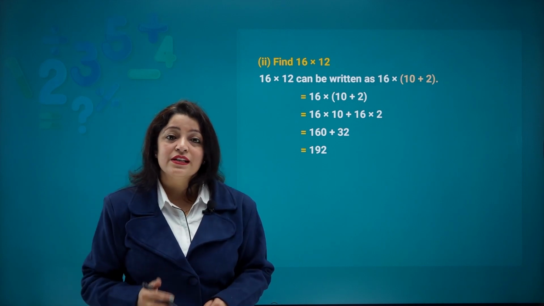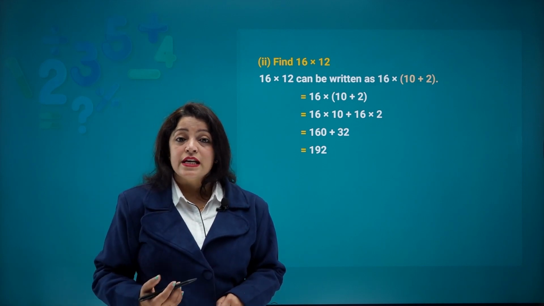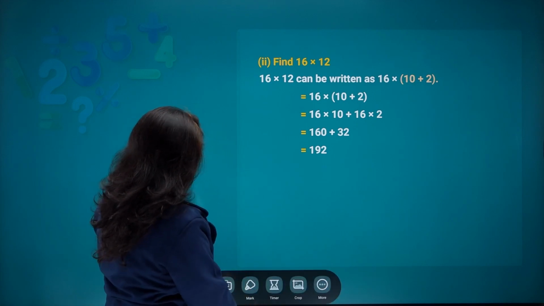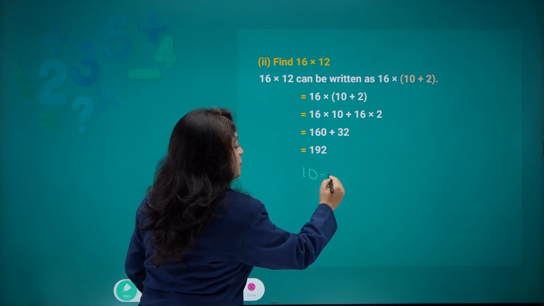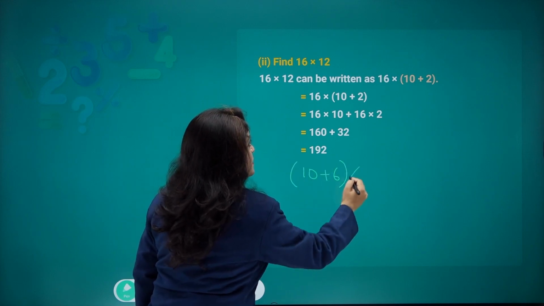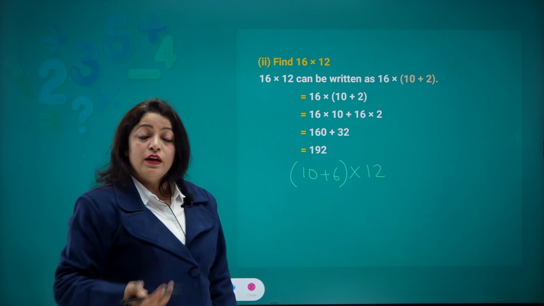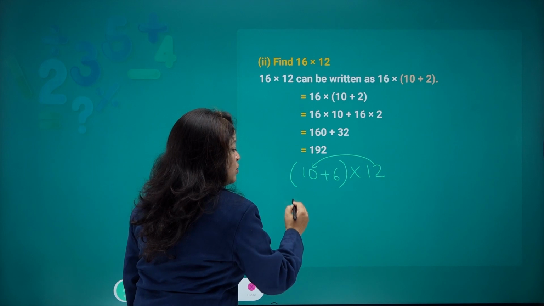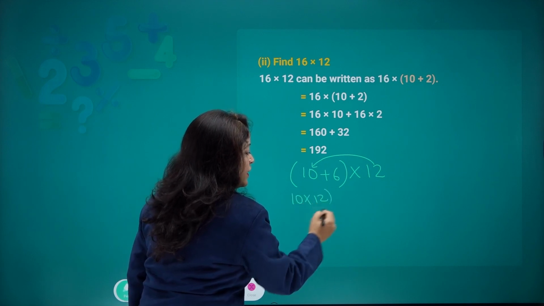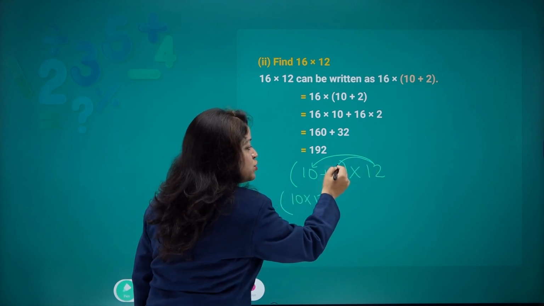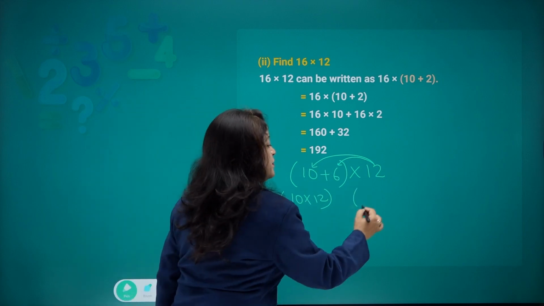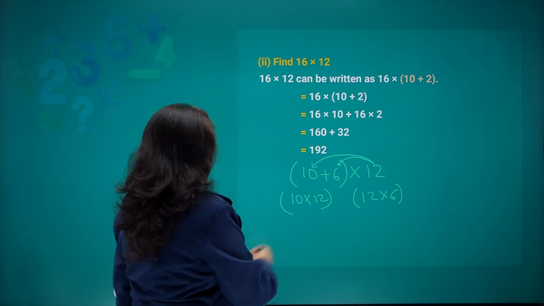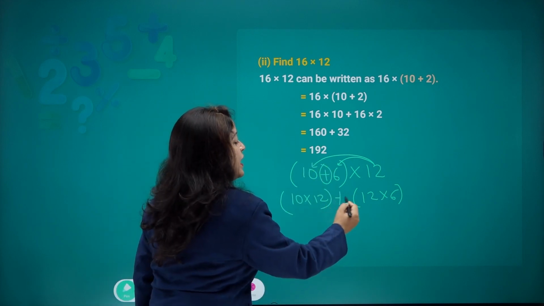So yes, you can split 16 as well. You can write 16 as 10 plus 6 and then multiply it by 12. Let me do it for you here. If I do 10 plus 6 times 12, then again what I have to do is I'll multiply 12 by 10. So 10 times 12 and 12 is also multiplied by 6. So in the second bracket, let me multiply 12 by 6. And finally, these two brackets will be added here. So I am adding these two.